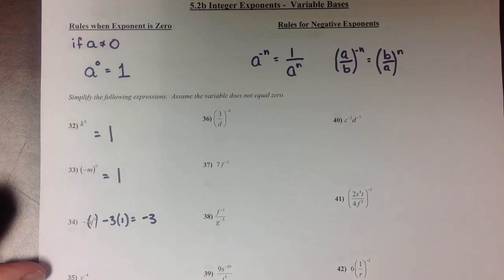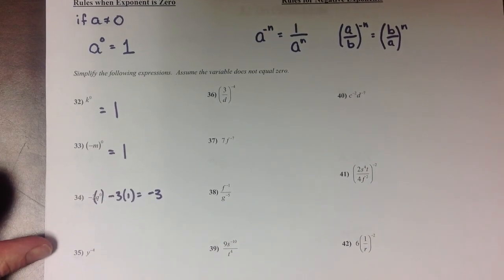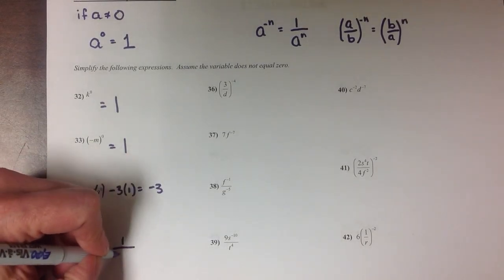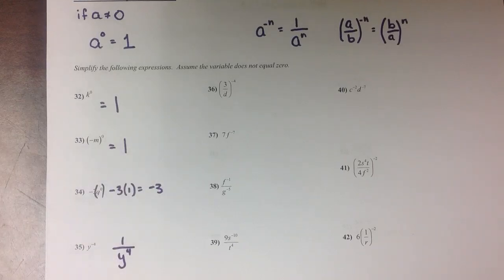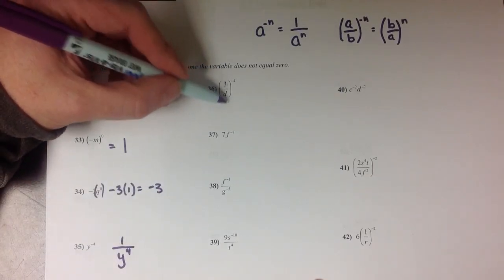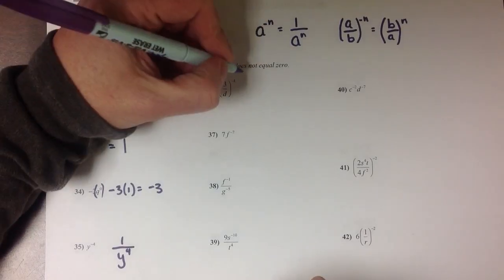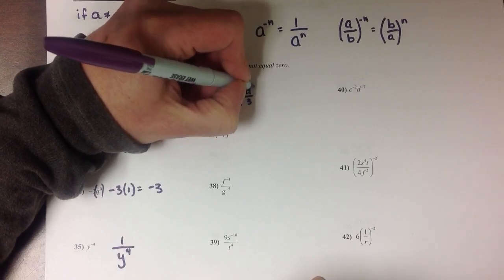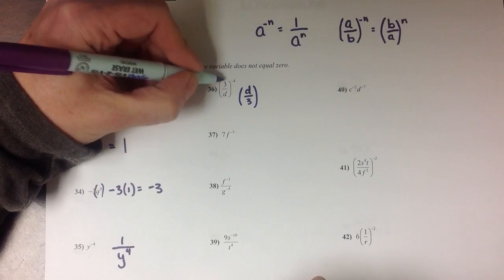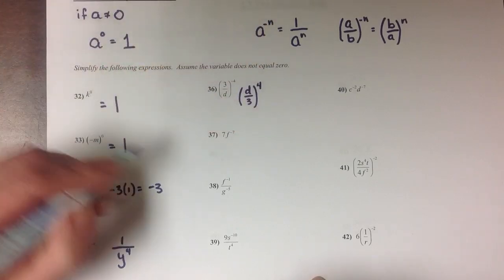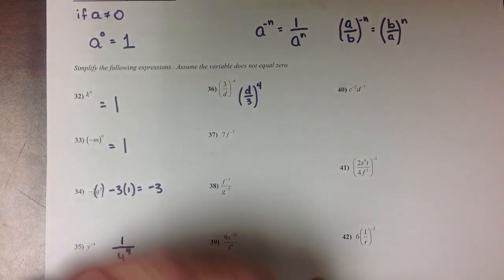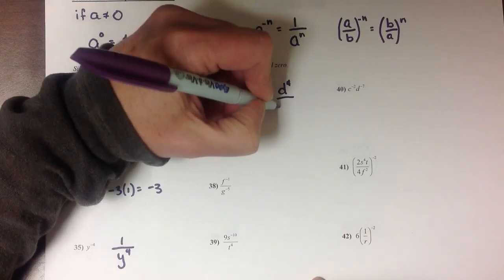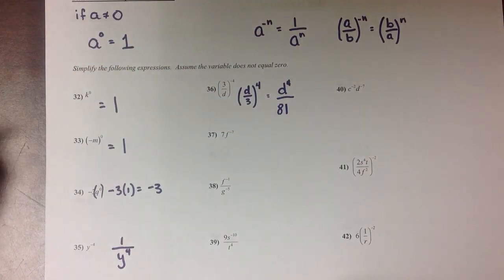And now to look at some examples with our negative exponents. Y to the negative 4 is the same as 1 over y to the 4th. And 3 over d to the negative 4, we're going to have our fraction numerator and denominator change places. When that happens, they've moved, so they've used their pass on the elevator, so that negative goes away. Now we're going to raise it to the 4th power. So we have d to the 4th here, and 81 at the bottom.